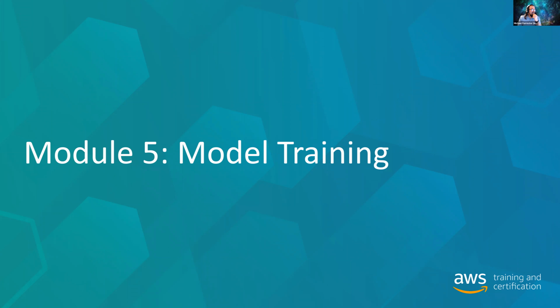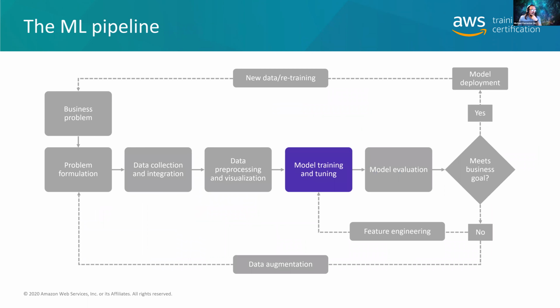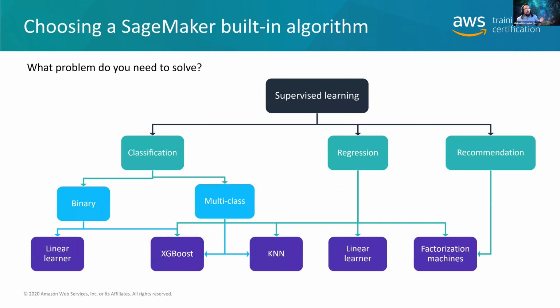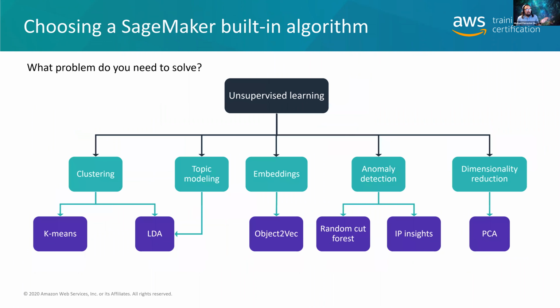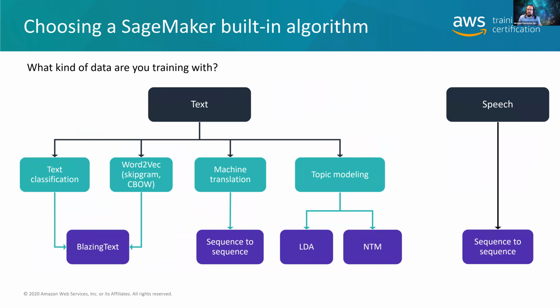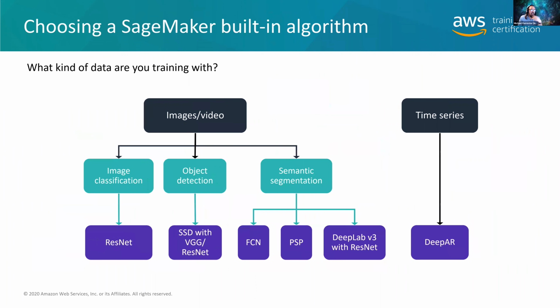Okay. So we talked a little bit about algorithms yesterday. So you had these great visuals around the algos, right? So supervised learning, then we had unsupervised learning, right? This is where PCA and IP Insights and Random Cut Forest and all that. And then text, like sequence to sequence, again, LDA shows up again, BlazingText and sequence to sequence for speech. And then last, image and video.